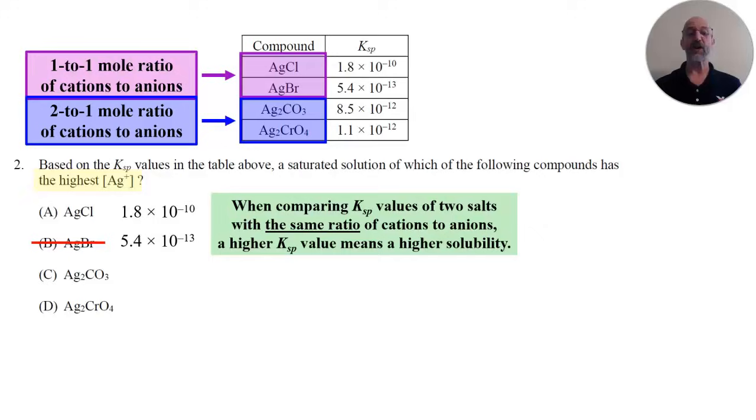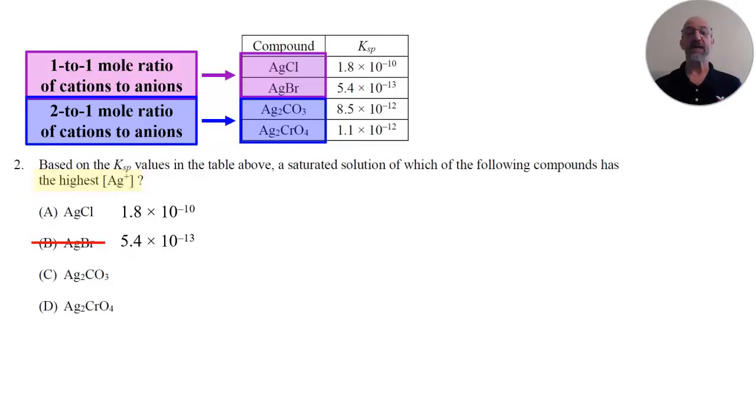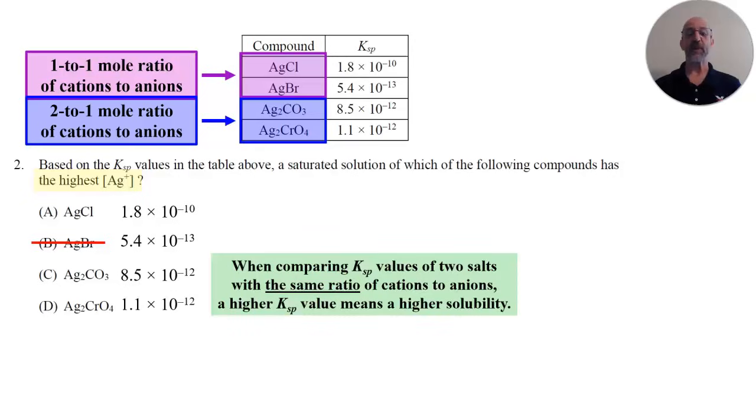So because we're looking for a higher concentration of silver, I will choose AgCl as a comparison because it's the higher KSP value. It doesn't mean that choice A is the correct answer to question 2, but I can definitely eliminate choice B by going with the higher KSP value. Now I'm going to do a similar comparison for choices C and D. So when comparing the KSP values of 2 salts with the same ratio of cations to anions, I can see that 8.5 times 10 to the negative 12 is larger than 1.1 times 10 to the negative 12. That means I will go ahead and eliminate choice D, choosing the higher KSP value.